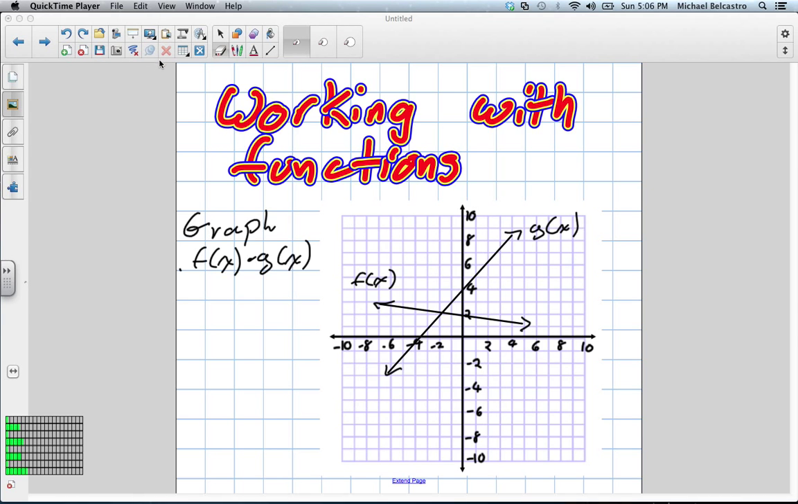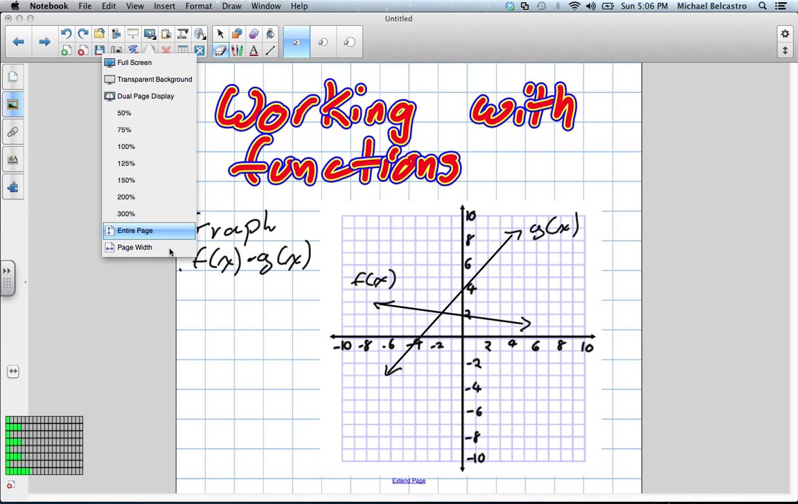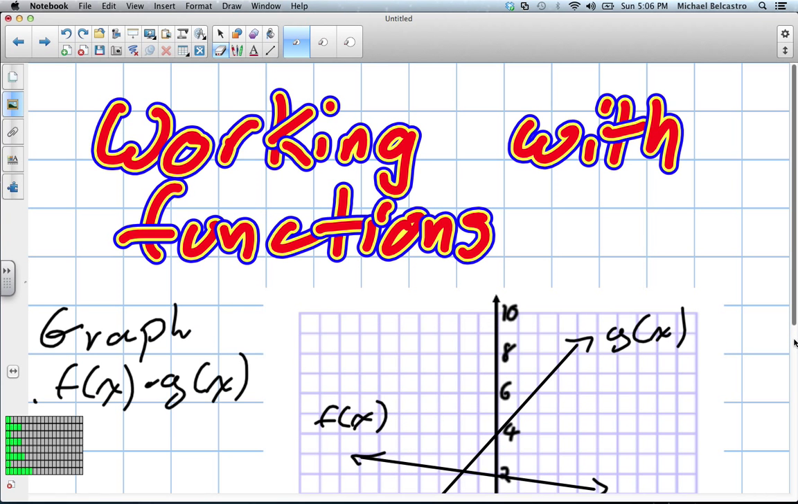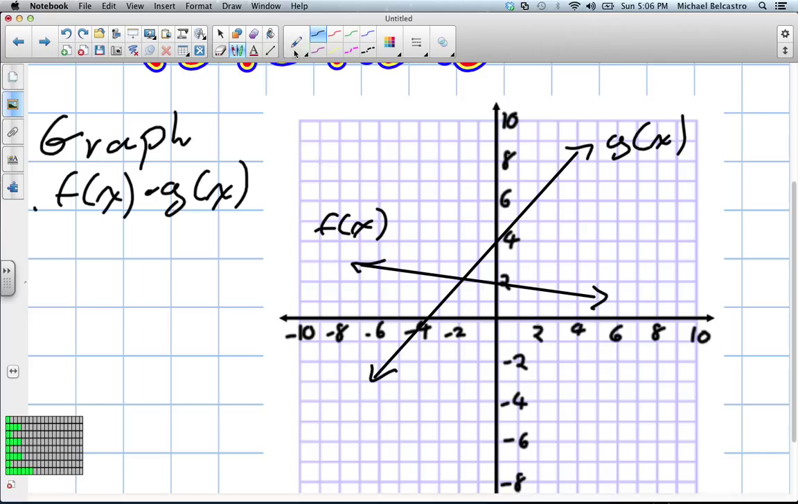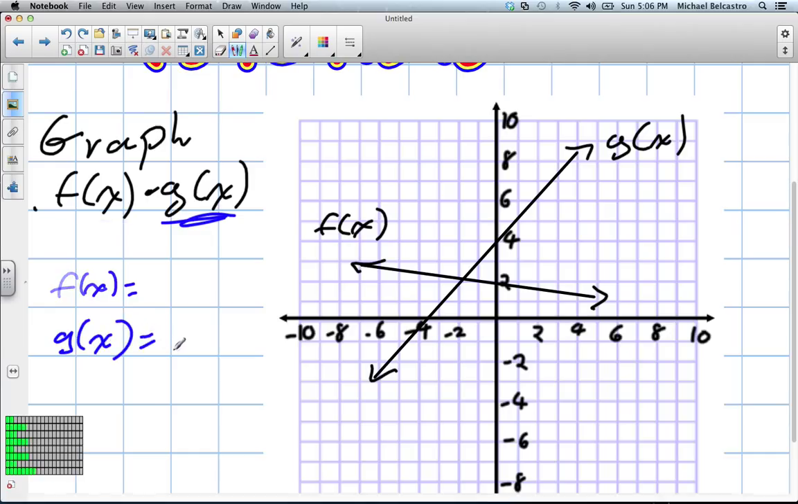So this is a function type question. What they want you to do here is find the equations of both of these lines. The question asks us to find the equation of f at x. So what is f at x essentially equal to? And then find the same thing for g at x. What is that equal to? And then multiply the two equations.